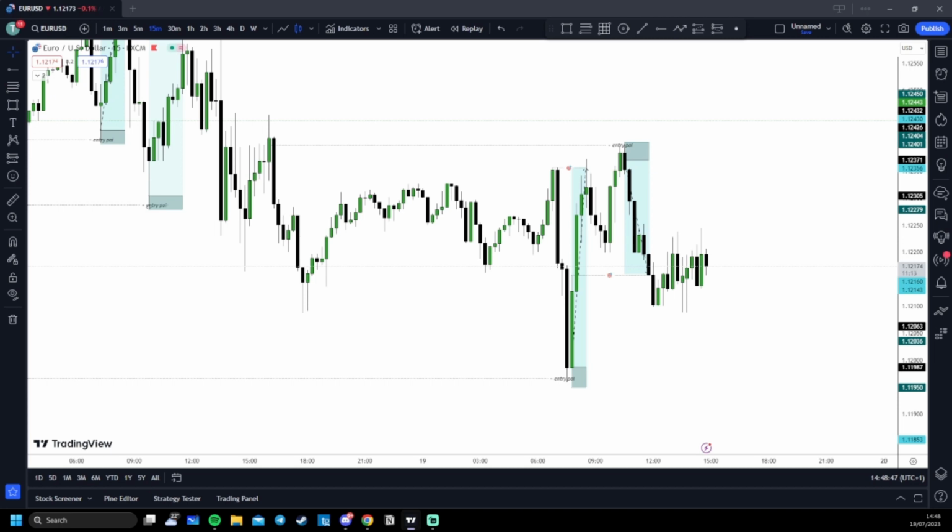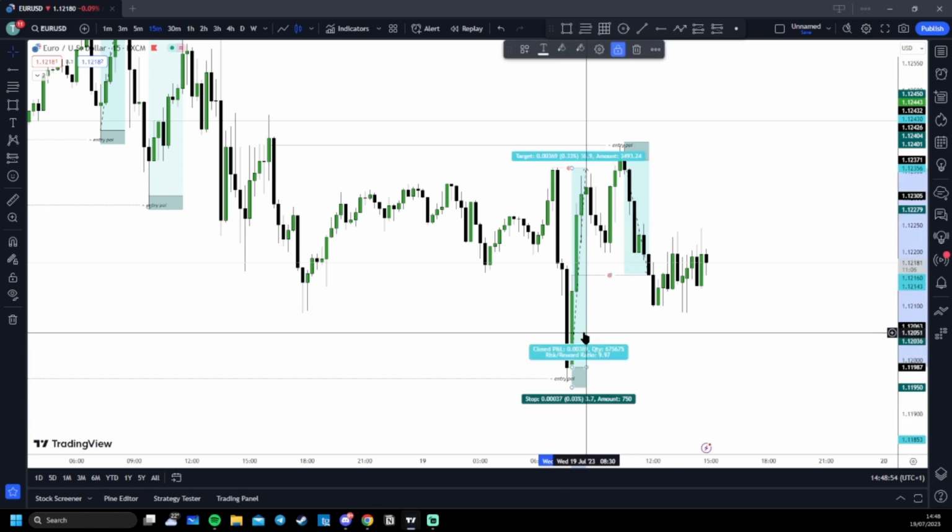So if you were bearish today, then how come this bullish trade, the second last one?